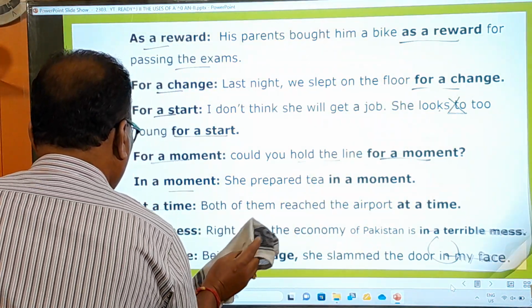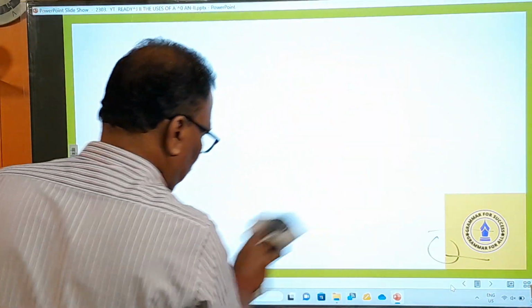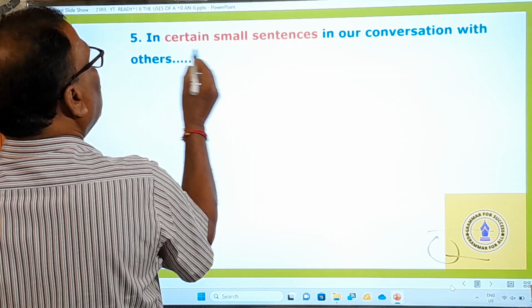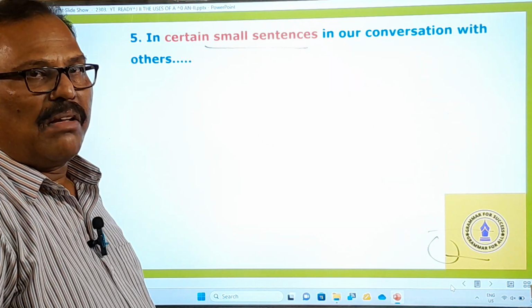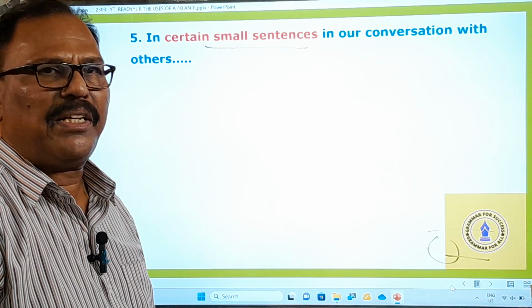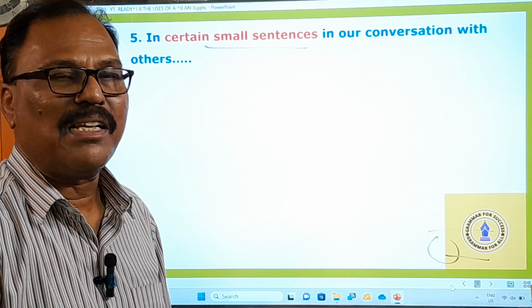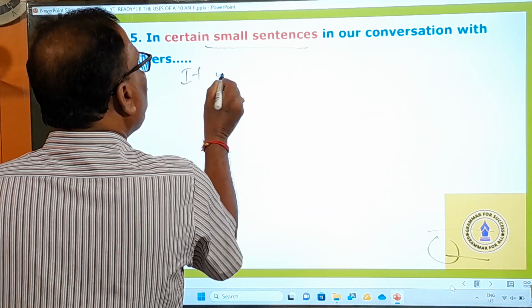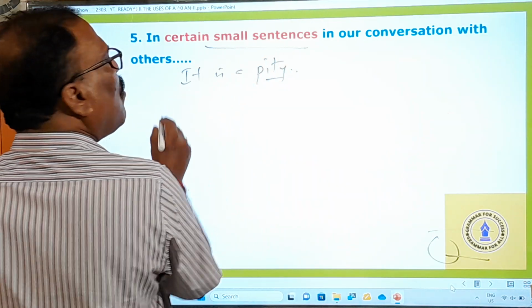Now let's go to the next slide very quickly. And then comes the fifth rule. There are certain small sentences in our conversation with others. Whenever you are talking to somebody, you are supposed to make some small sentences all of a sudden. So it's, oh, it's a pity. It's a small sentence you always use.